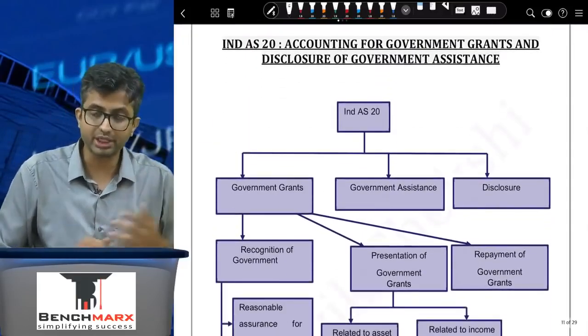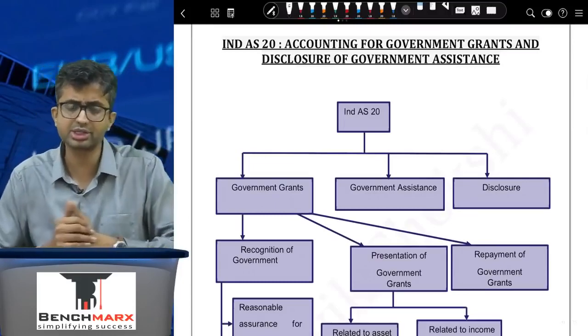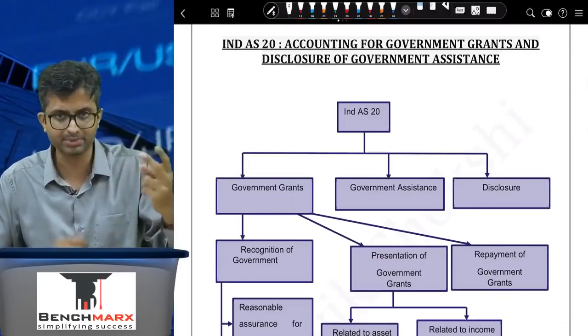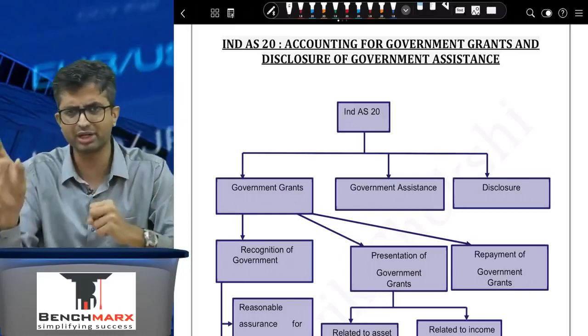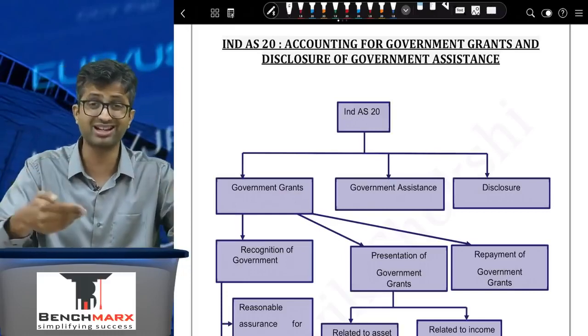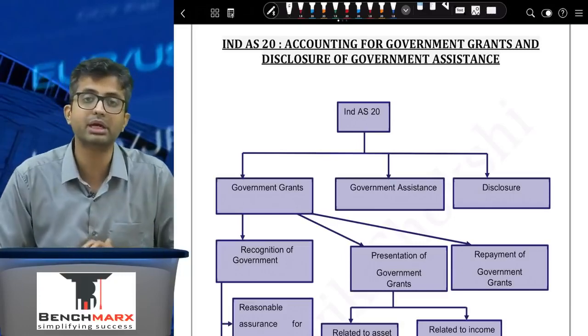Okay, then you go to Ind AS 20, which is accounting for government grants. Government grants can be of two types, and before that there's a difference between grants and assistance. Grant can be quantified, assistance cannot be quantified. Grants will be accounted, assistance will be merely disclosed.